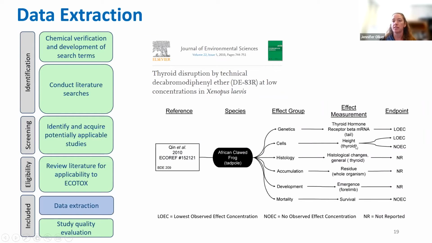They also looked at some cell characteristics, so the height of the cells in the thyroid. They did some histological measurements in the thyroid also. They looked for residue in the organism. They also looked for development, specifically looking for the emergence of the forelimb. And they also looked at survival. So this is where you can go from one paper and one study with one species to having multiple records within ECOTOX, because each of these will have a record.